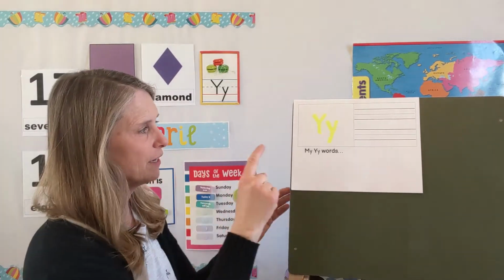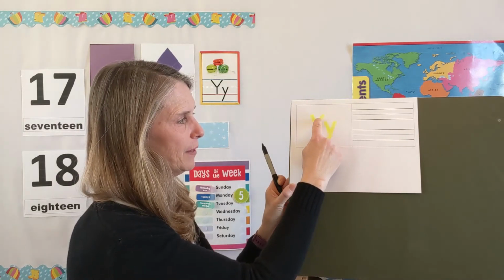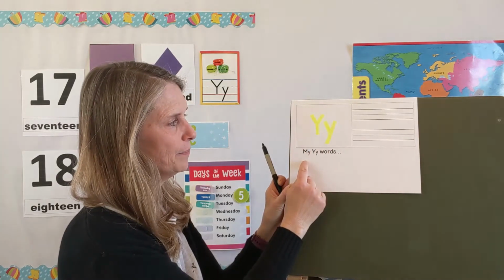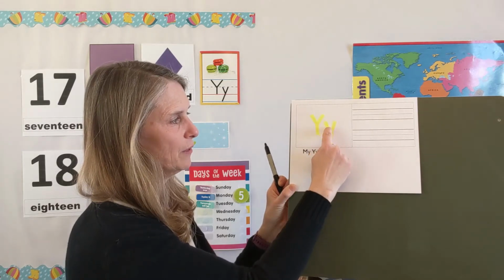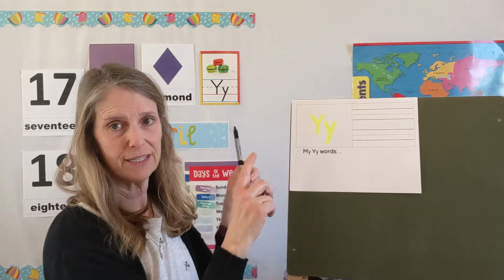So we're just going to take our finger and put it on the Y, and we're going to go down a little bit, up to the top, and then come down the stem. The lowercase y, we're going to go down a little bit, up again, and then down the slide. Okay, that was finger tracing.